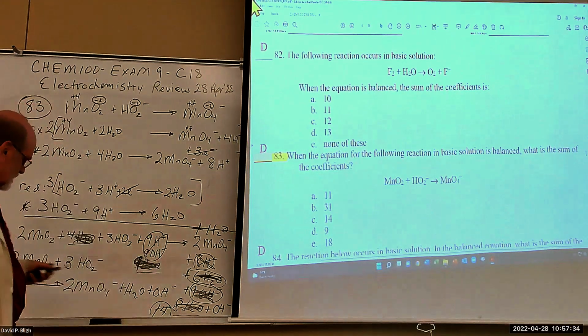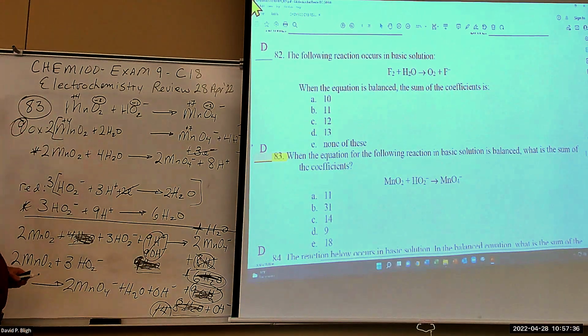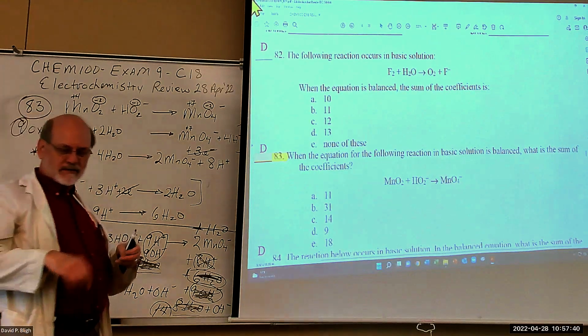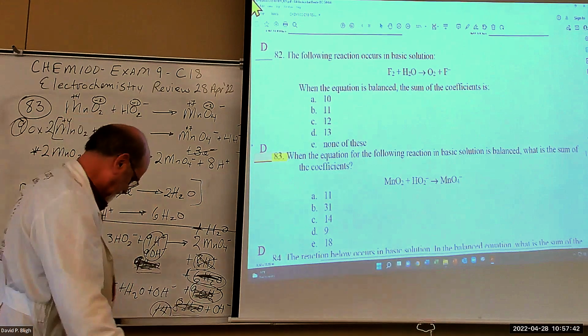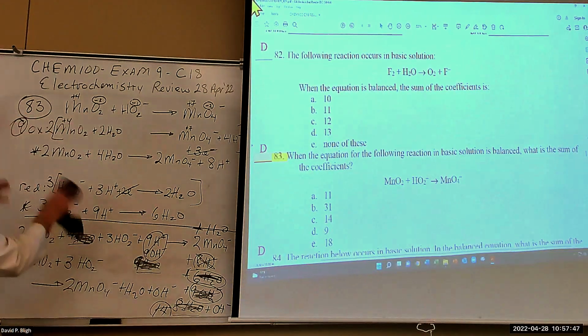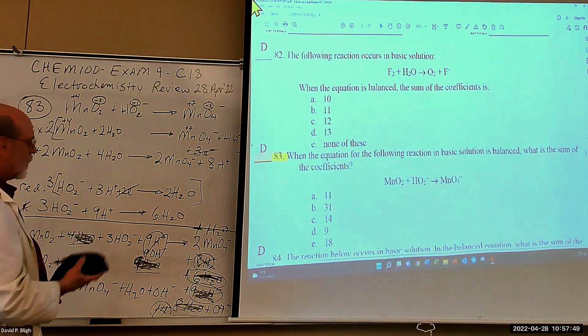See how easy it is to get confused? Especially if you're trying to squeeze all that work into one little space here. You've got lots of paper, you can string it out and keep track of it better instead of trying to do it all in your head. Okay, so we're done.